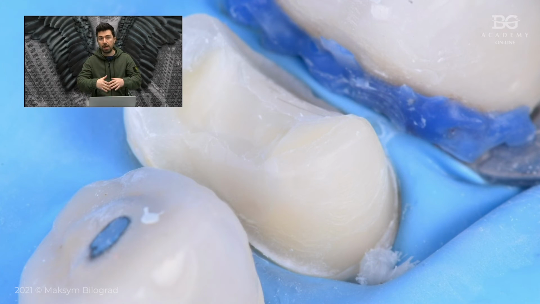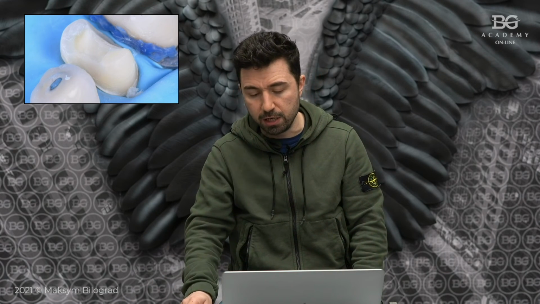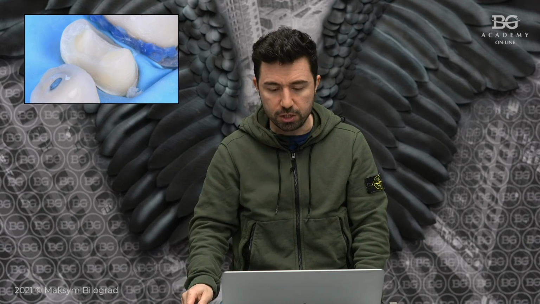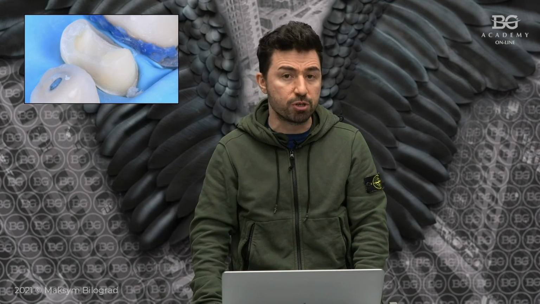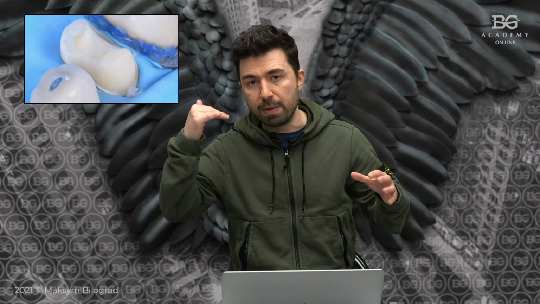So let's do a summary of that case. We planned the case from the restorative perspective. We decided that in this particular case we would be doing an indirect restoration with the cusp reduction technique. So we took an impression, a partial impression, for the provisional restoration. Then we started with the restorative component. We prepped for an overlay, we made cusp reduction.